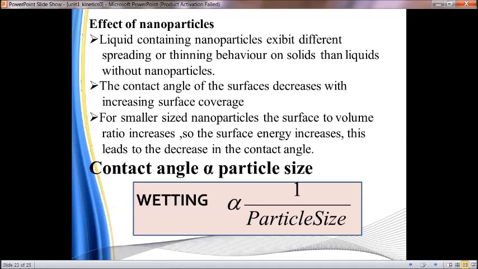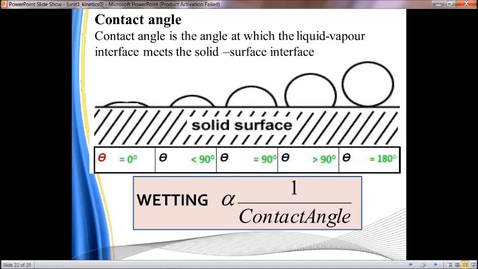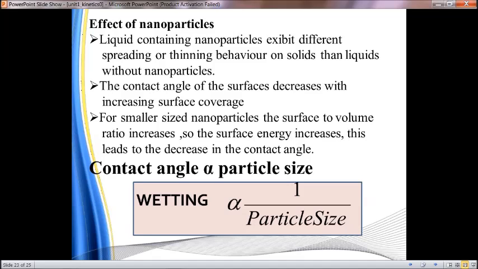So the contact angle is directly proportional to particle size. So wetting is inversely proportional to particle size, because particle size is directly proportional to contact angle, and wetting is inversely proportional to contact angle. So this is given over here. See, here wetting is inversely proportional to contact angle, and the contact angle is directly proportional to particle size.